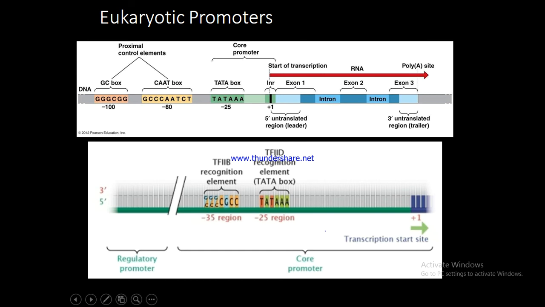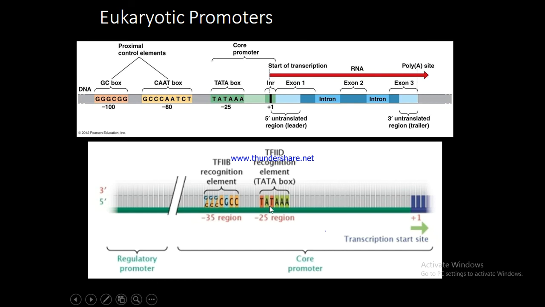This TFIID is associated with the TATA-binding protein, so it binds with this TATA box. In the first process, firstly TFIID recognizes this TATA box, then TFIID recruits the other transcription factors like TFIIB and others. Okay, so you have to memorize this.